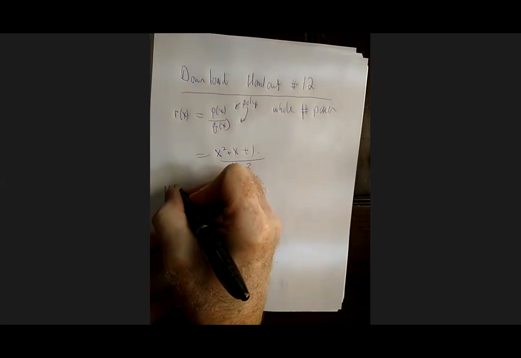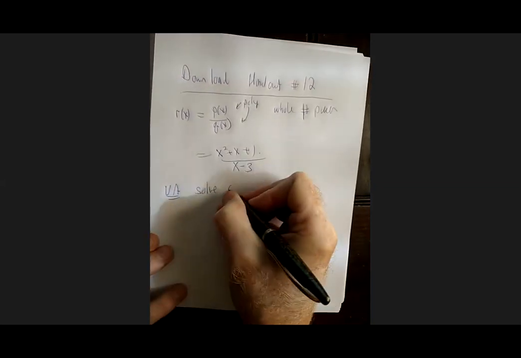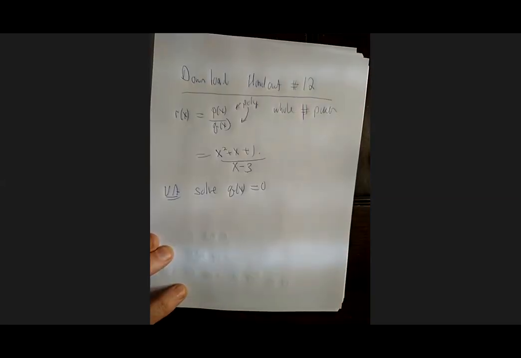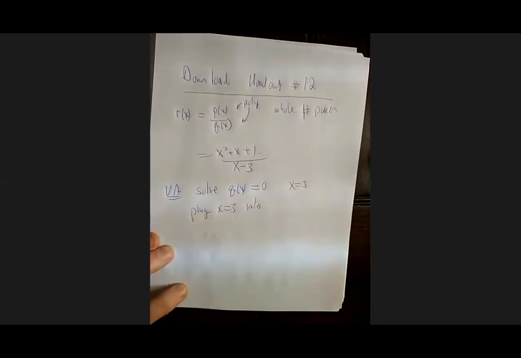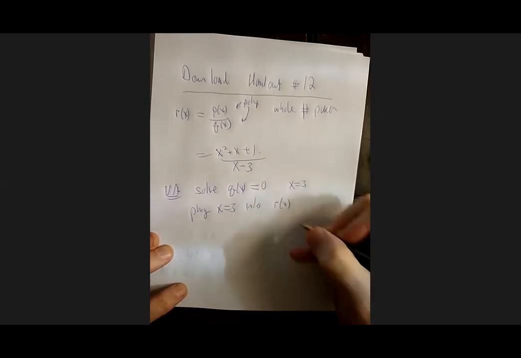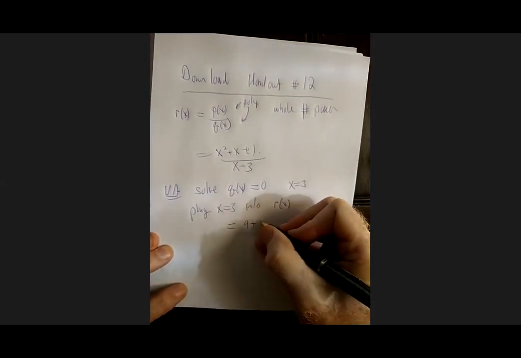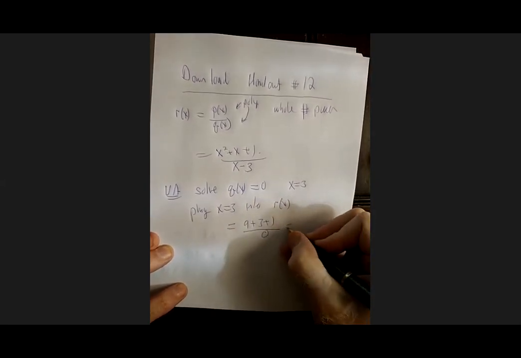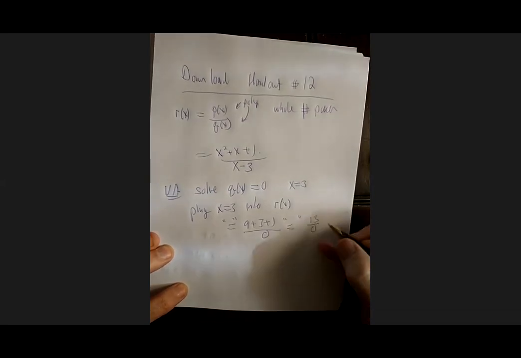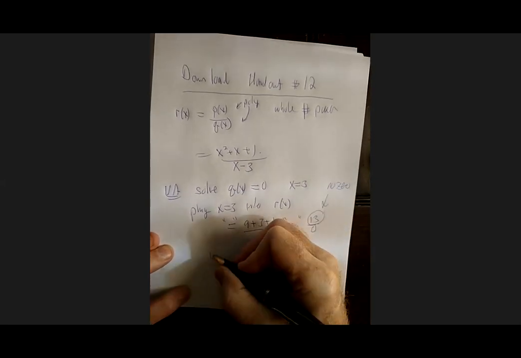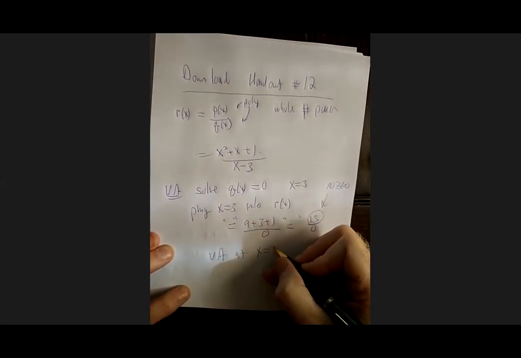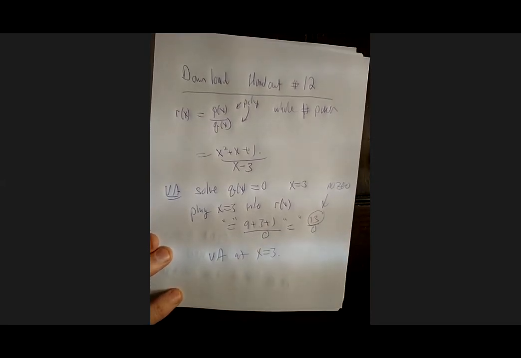To find a vertical asymptote, basically you want to solve Q of X equals 0. So here it's X equals 3, and then you plug in 3 as a check, plug it into the whole thing, and you're going to get 9 plus 3 plus 1 over 0. These really aren't numbers. So I think of that as 13 over 0. And the fact that this number is not 0 tells me that there's a vertical asymptote at X equals 3. Okay. And then you can graph it to see more information about it.